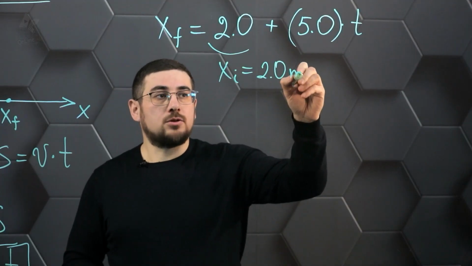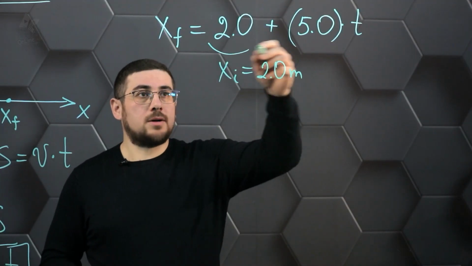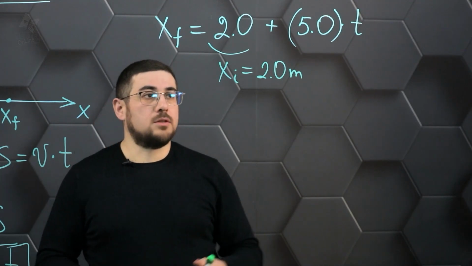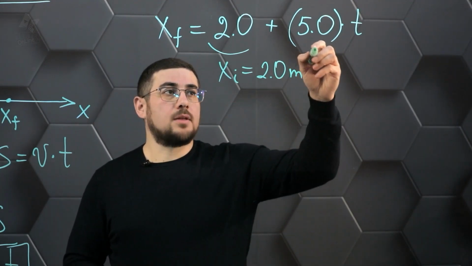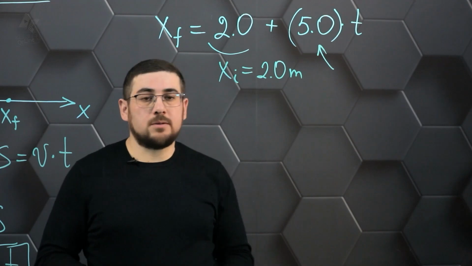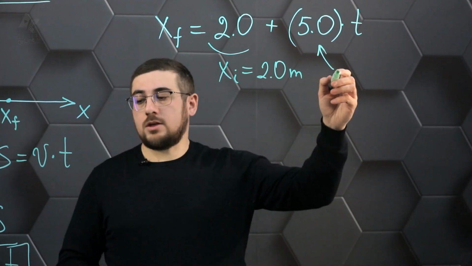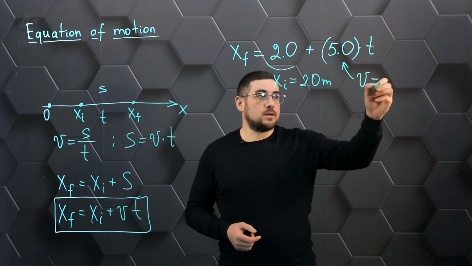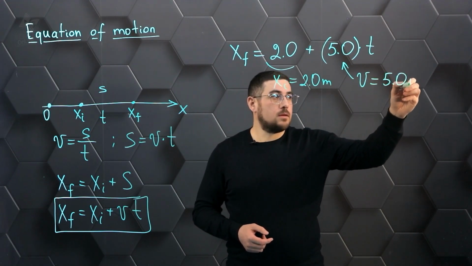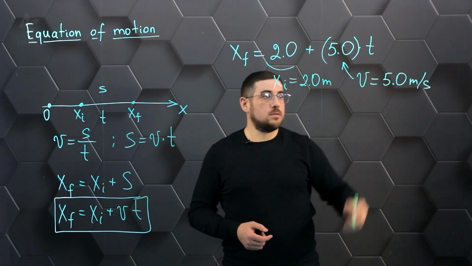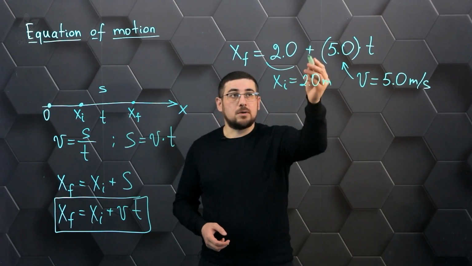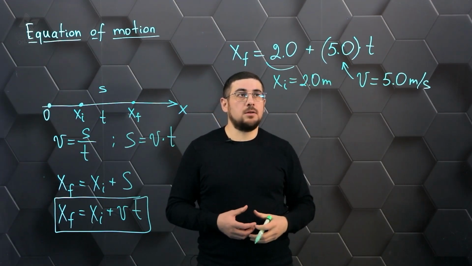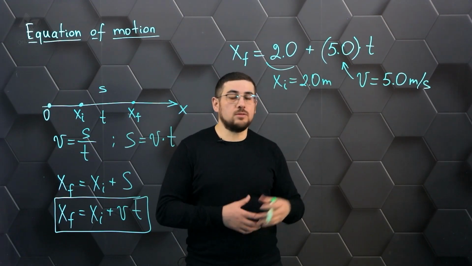Moreover, paying attention to the fact that by default, all values inside this equation will be measured in the SI system. It is necessary to pay attention to this. And the coefficient that stands in front of time is nothing but speed. We see that in our equation it stands right here. Therefore, the velocity of this body will be equal to 5 meters per second. The plus sign shows that the body in this case is moving along the x-axis and the coordinate of the body will increase with time.